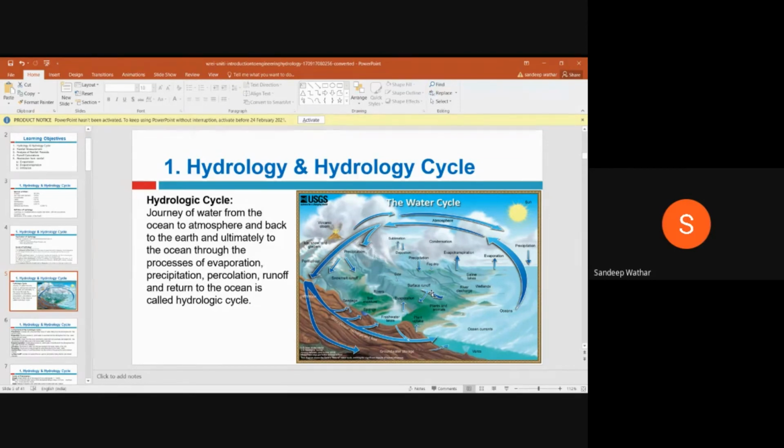In transpiration, what happens? It is the reverse. The trees take the moisture or water from the root zone, and then it releases the moisture into the atmosphere. This is what transpiration is, right? So transpiration is the moisture that is released from the trees into the atmosphere.